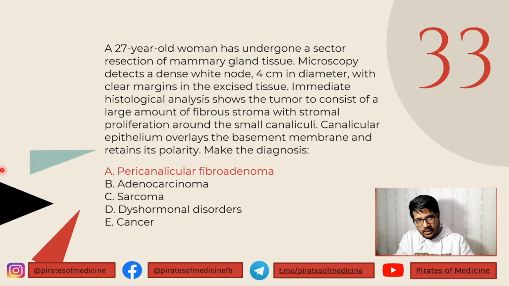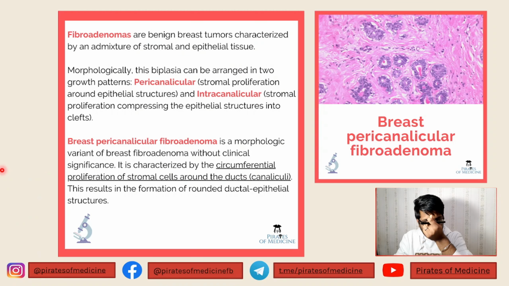So if you have been following our Instagram, this was one of our first posts. This is actually breast pericanalicular fibroadenoma. Now, fibroadenomas are benign breast tumors which are characterized by an admixture of stromal and epithelial tissues. Morphologically, if this growth pattern is occurring around the canaliculi of the breast, this is pericanalicular. If it is compressing the canaliculi and the epithelial structure, this is intracanalicular. So we talk about breast pericanalicular fibroadenoma.